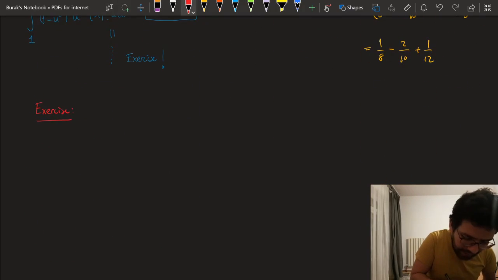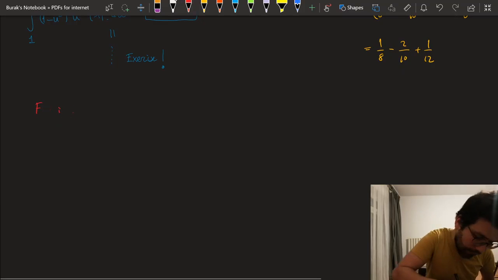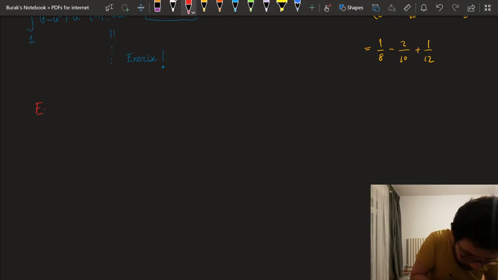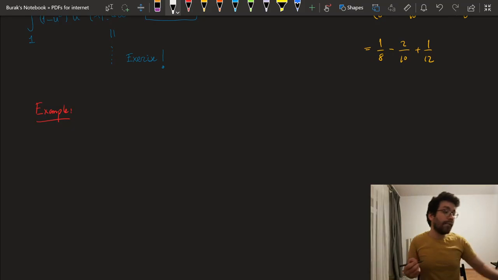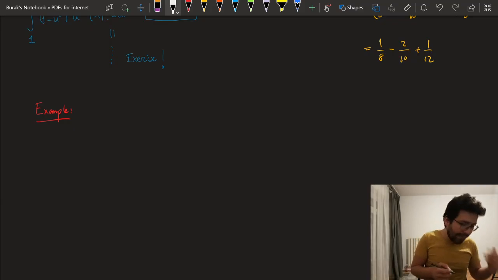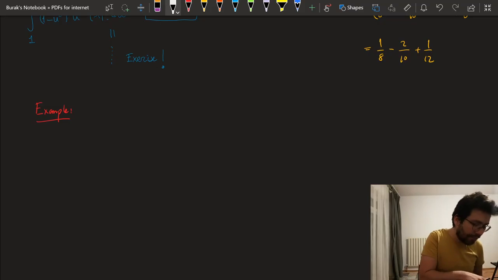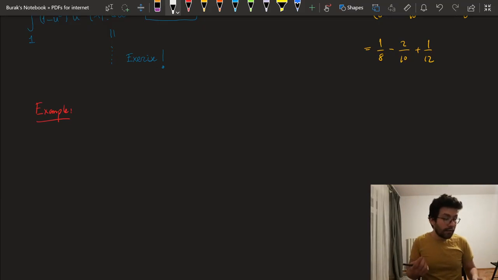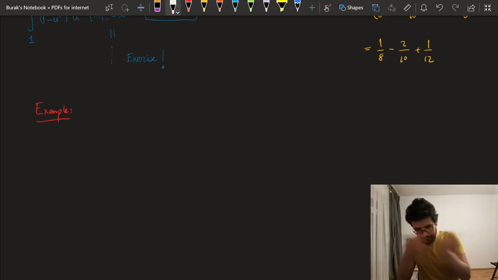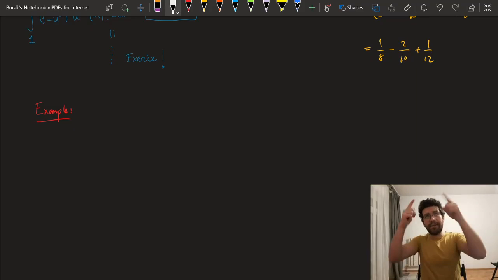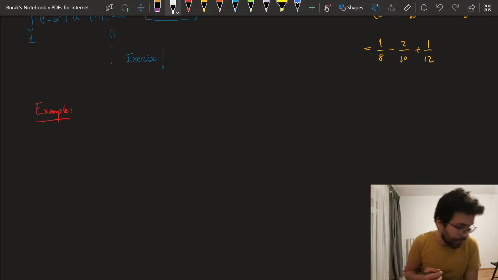What are you going to do if both powers are even? In that case, you have to use the half angle formulas, and if you're lucky, those will turn your trigonometric integral into another trigonometric integral of the same form where the powers are now odd. Or you keep successively applying that.